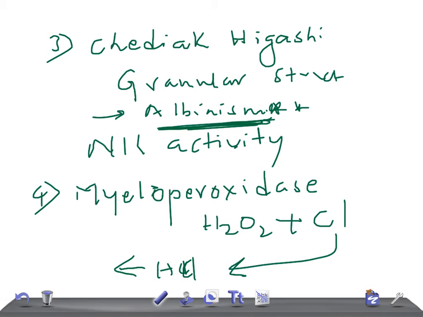So we know very well, to kill an organism through an oxygen dependent mechanism we need three things. One, hydroxyl radical, superoxide radical. Second, we need H2O2, hydrogen peroxide, and third we need hypochlorite. So here peroxidase helps in the formation of hypochlorite, right? So if there is a deficiency of myeloperoxidase, the hypochlorite is not formed.